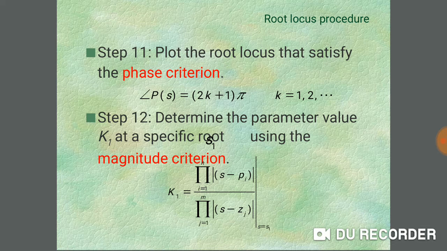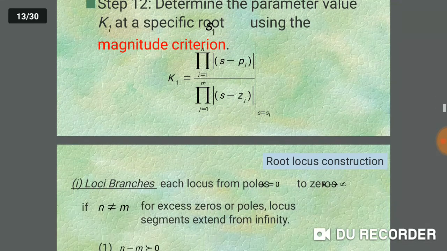Next, step number 11, plot the root locus that satisfies the phase criteria. Phase is denoted by the angle of P(s) equal to 2 into bracket 2k plus 1 into pi. You can vary k from 1, 2, 3 up to infinity, and you can find the angles for that. Next step, determine the parameter value k1 at a specific root using the magnitude criteria. This is the formula for calculating that.